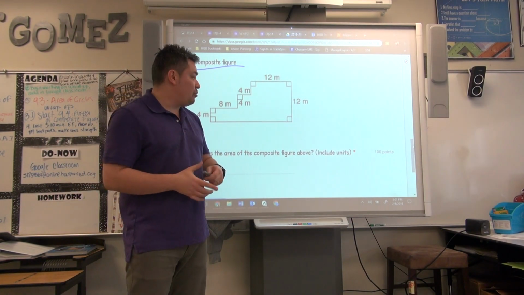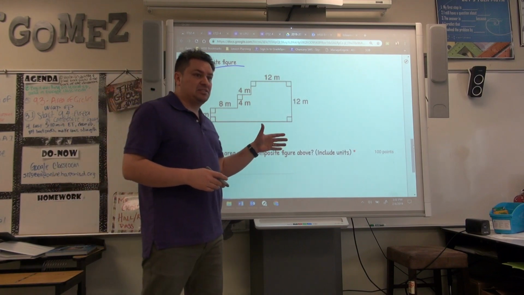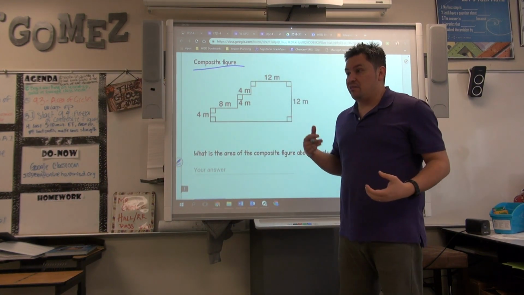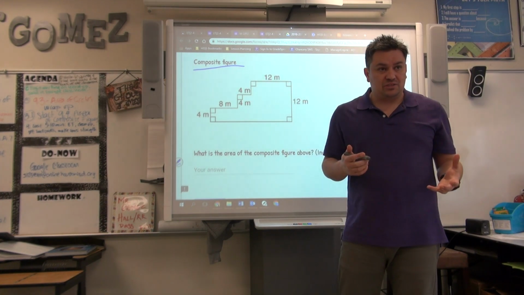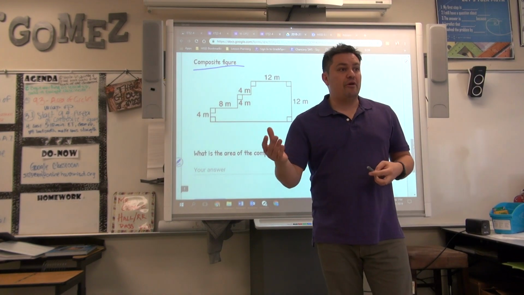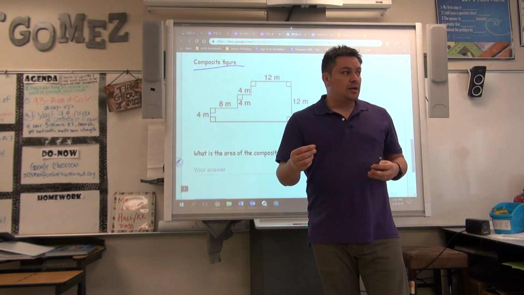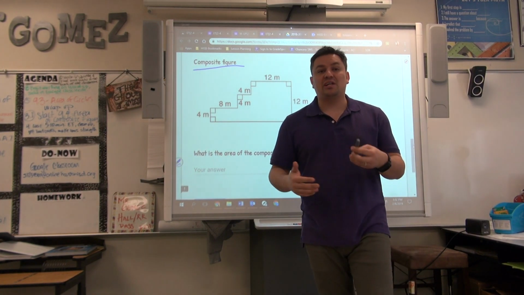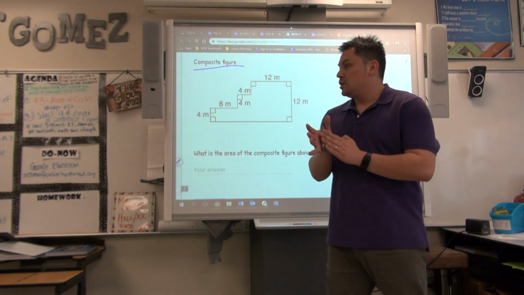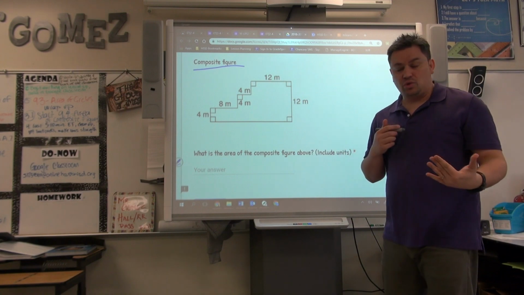Why is it so difficult? Because we got to split these composite figures because they're composed of many different figures. So in this case, you can split it up however you want to. However, you're going to be missing some lengths. Not necessarily missing, but you're going to have to find them, either adding or subtracting from something. So let's go about how I do this.